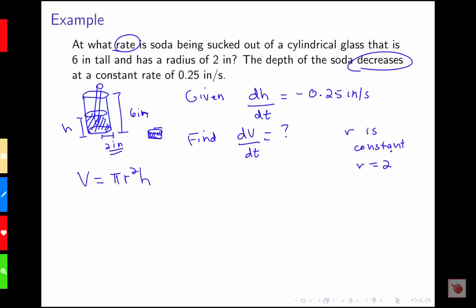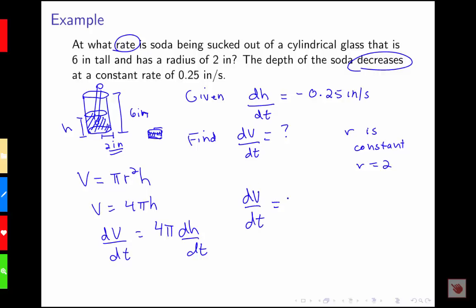Before we take the derivative, we can plug in anything that is constant, anything that doesn't depend on t. So we have V equals pi times 2 squared h, so we've got 4 pi h. Now I have an equation that relates the two variables I'm interested in, and next I want to take the derivative of both sides using implicit differentiation in order to find dV/dt in terms of dh/dt. If we take d/dt of both sides, we've got dV/dt equals 4 pi dh/dt. This relates our two rates. So dV/dt is equal to 4 pi times negative 0.25, or negative 1/4. We end up with negative pi, and this is units of volume, so negative pi cubic inches per second.